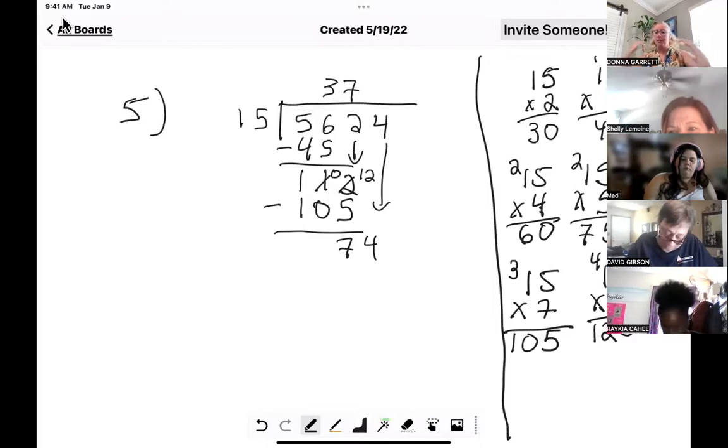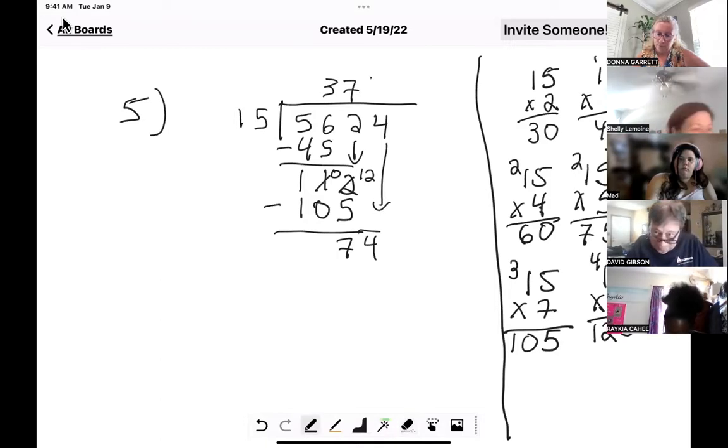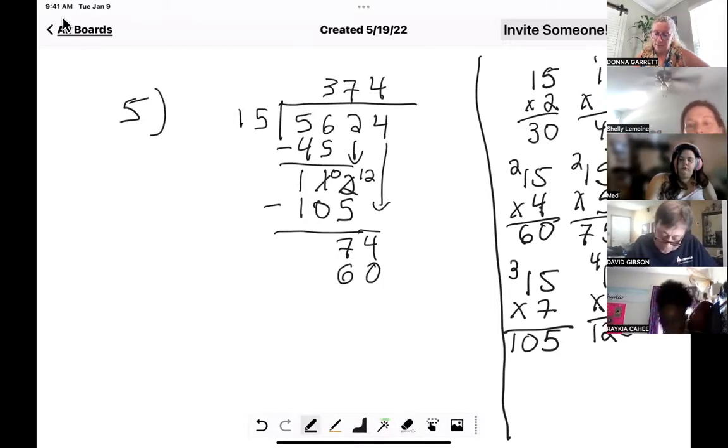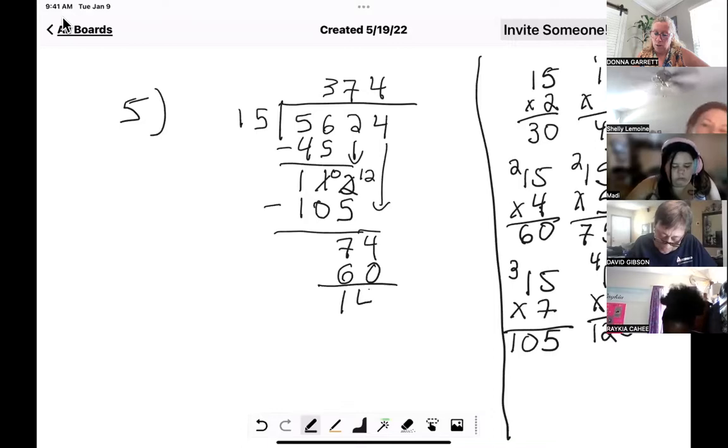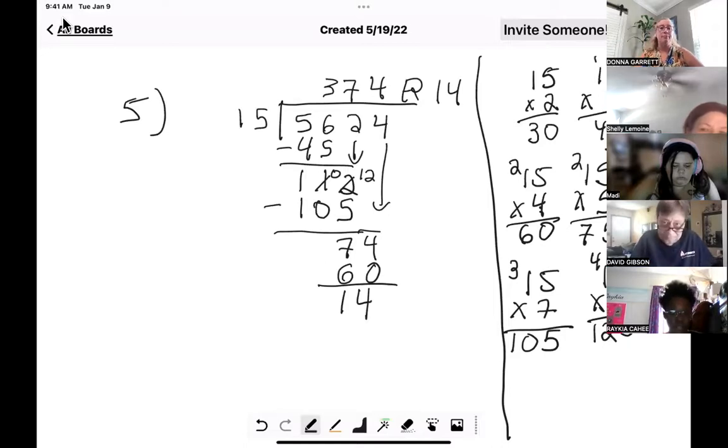Now I have this work done, right? Look over here. 15 times 5 is 75. Well, that's too much. I need 74. So that means it had to be 15 times 4. That's 60. 14. Remainder 14. Well, that is less than 15, right? So the remainder looks good.